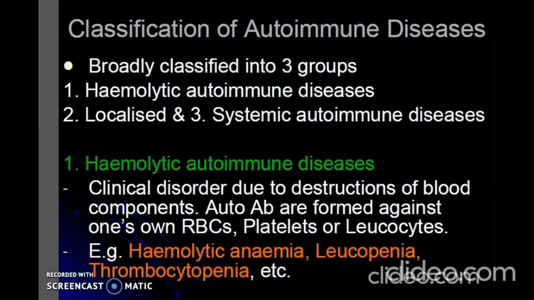The first category, that is hemolytic autoimmune diseases. These are clinical disorders due to destruction of blood components. Autoantibodies are formed against one's own RBCs, platelets or leukocytes. Examples of such diseases include hemolytic anemia, leukopenia, and thrombocytopenia.